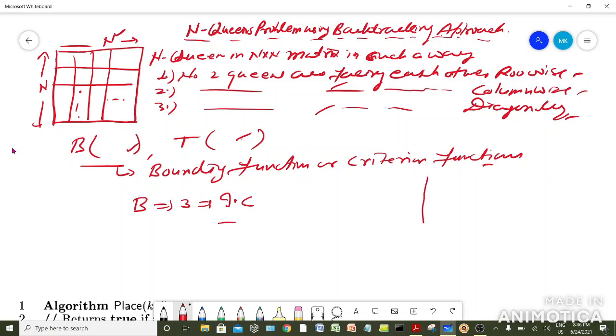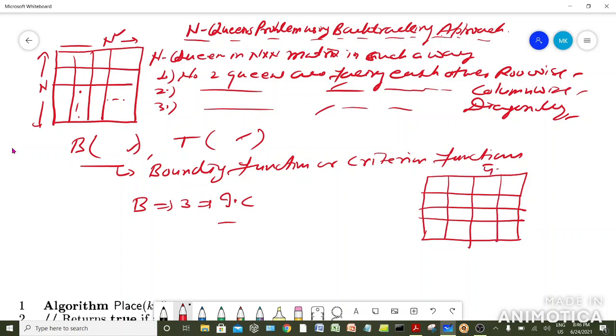So let us consider the four queens instance. This was the instance containing four rows and four columns, and we need to place four queens in the manner specified above. Now we wish to have the definition for our function B. So consider the first implicit constraint, when no two queens are facing each other row wise.